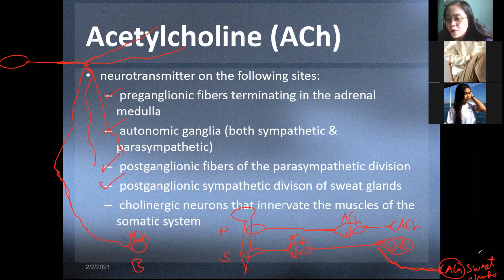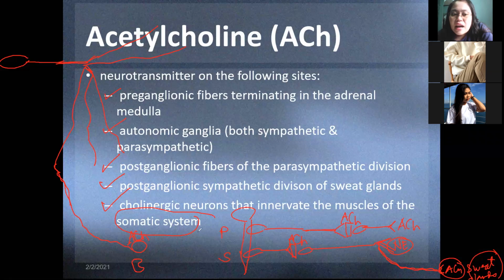Naalang jud siya fiber going to the sweat glands na acetylcholine ang chemical messenger. And then the last site where we can see our acetylcholine is sa ato ang mga muscles. Pero this time, it's not sympathetic or parasympathetic nervous system, it's on the somatic nervous system.